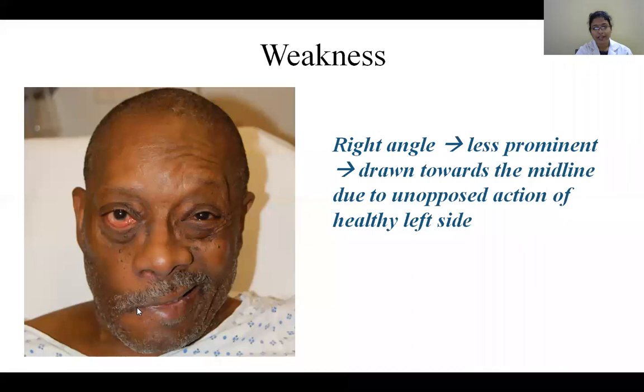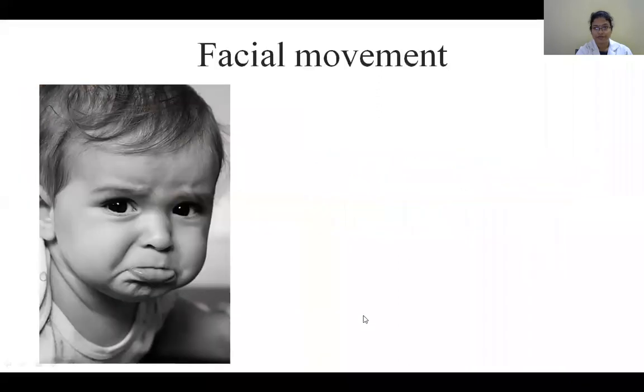And if you look at the right angle, it is less prominent as compared to the left side. So when you ask the person to smile, what will happen? The angle of the mouth is drawn more towards the left side. Why this happens is because of unopposed action of the healthy muscles of the left side. So the healthy muscles will pull that angle more towards the midline. So by looking at this figure, we can say that the person has got weakness of the right facial nerve.